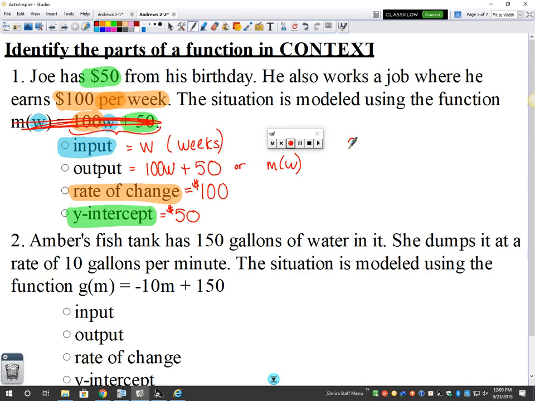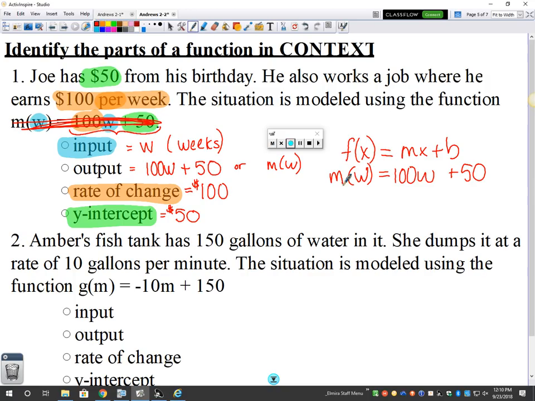You could say, okay, I want an equation that's in the form of f of x equals mx plus b. So m would be that 100, b would be the 50, and x is my weeks, and the M for money goes on the outside.